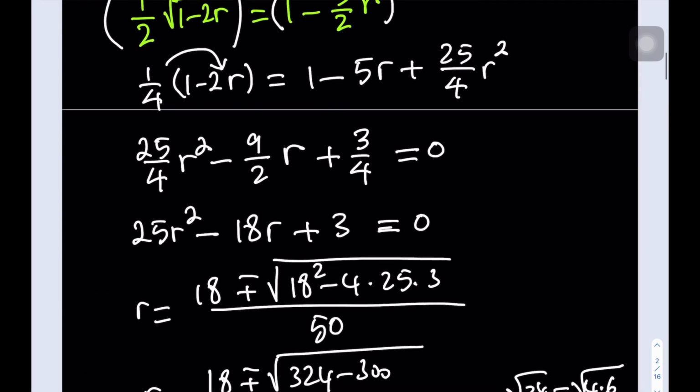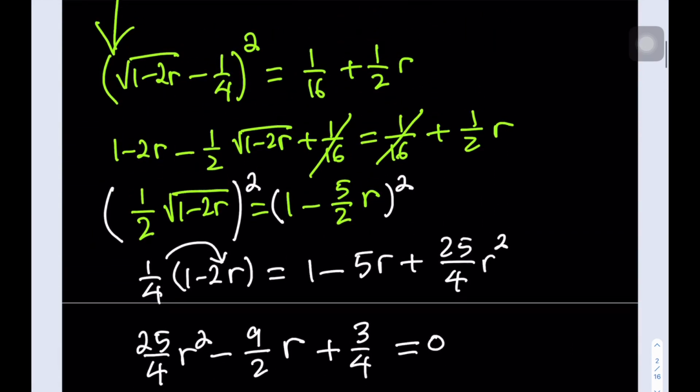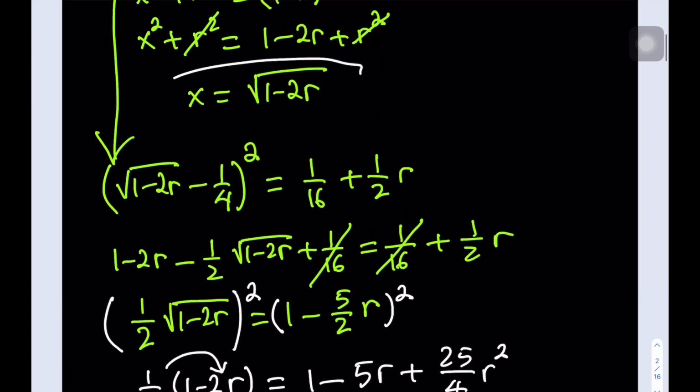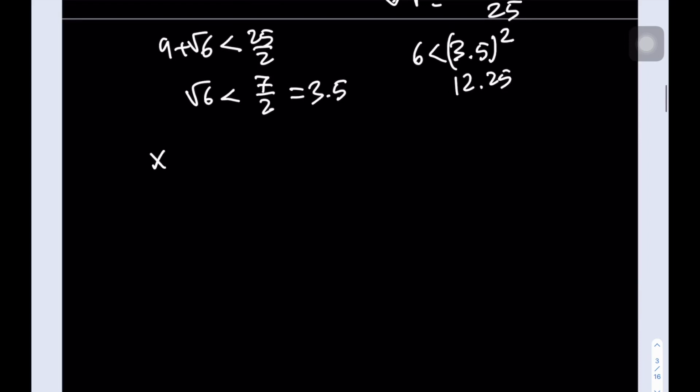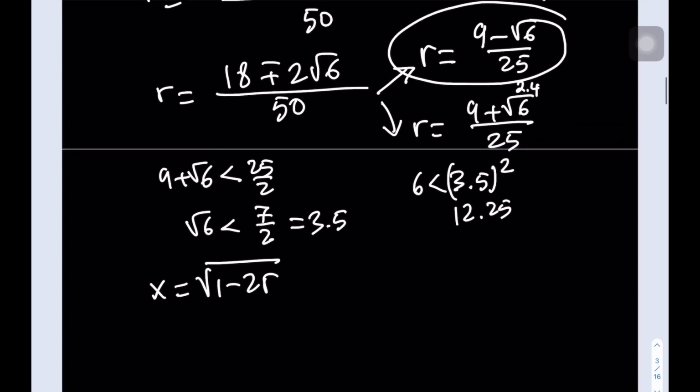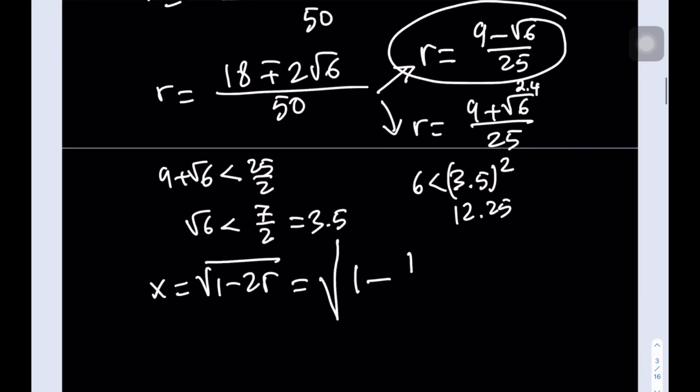Well, we were able to write x in terms of r. Remember that? x was equal to the square root of 1 minus 2r. So now we're going to use that expression, x is equal to square root of 1 minus 2r, and replace the r with what we found. So it's going to look like this then, 1 minus 2 times. If you multiply that by 2, you're going to get 18 minus 2 root 6 over 25.